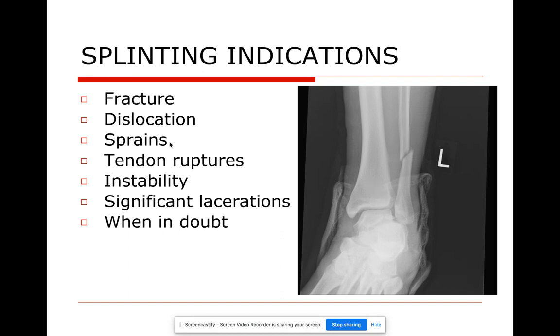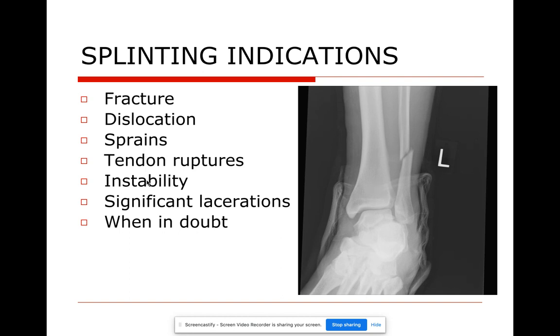The difference between sprains and severe strains like tendon ruptures is that a sprain is an injury to a ligament, and we know the ligament attaches bone to bone, and a strain is an injury to the tendon, which attaches the muscle to bone. So if those are grade 3, we want to splint.